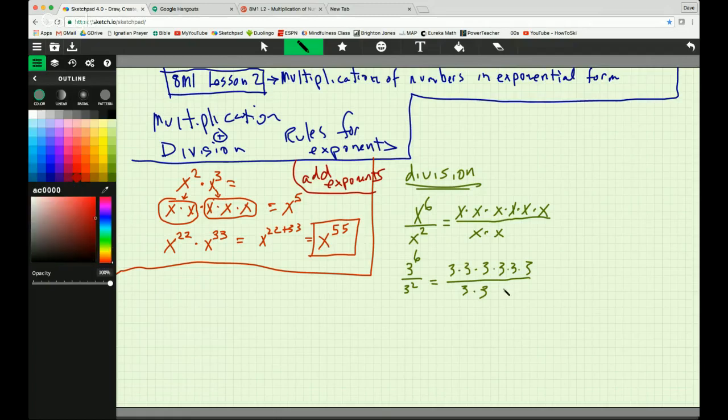to find our answer. So we can cancel 3, cancel 3. And our answer now is 3 times 3 times 3 times 3, which is 3 to the 4th. Similarly, we could do our canceling here and go cancel, cancel, cancel, cancel. And up here, we're going to have x to the 4th. And so our rule is when we're doing division, we have to subtract exponents.